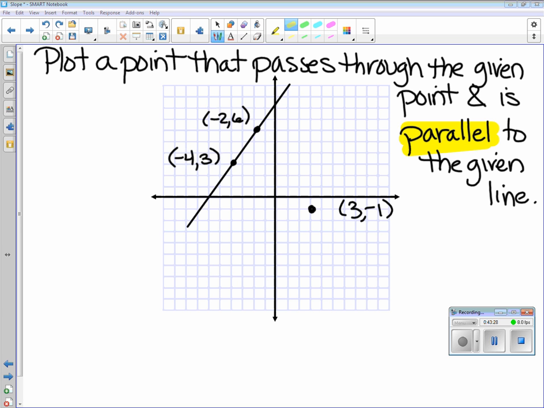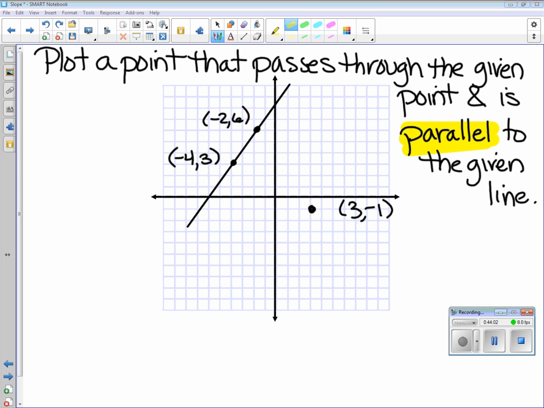How many different possible answers are there? Is there only one? Can you plot the point that's going to make the line parallel? Everyone think about this question. How many different possible answers are there? There really are an infinite amount of answers. But because we only have a little snapshot of the coordinate plane, there's only a few possible answers that will fit on the graph we have, right? So let's think about what one of the possible answers would be.